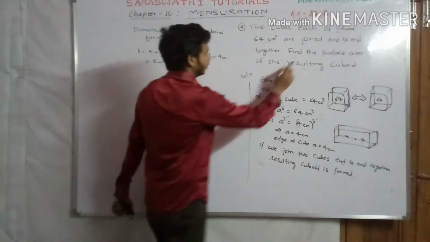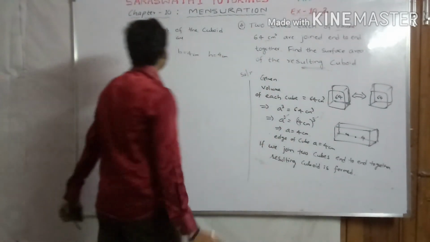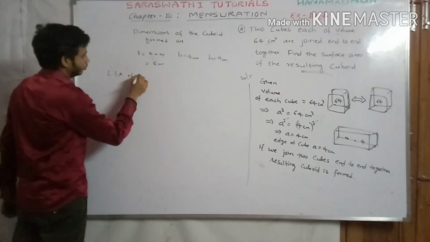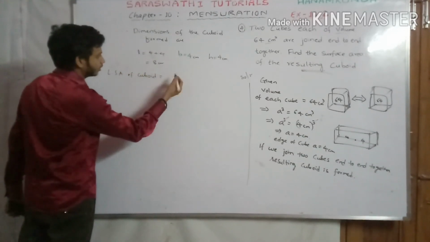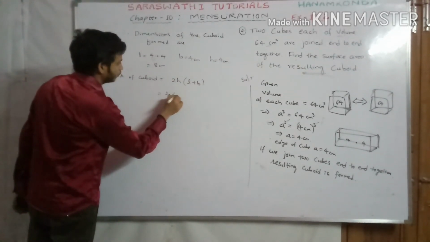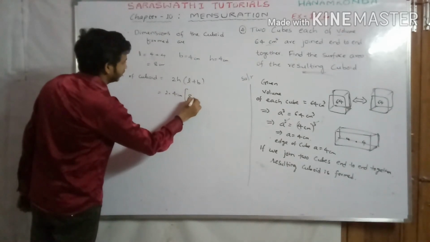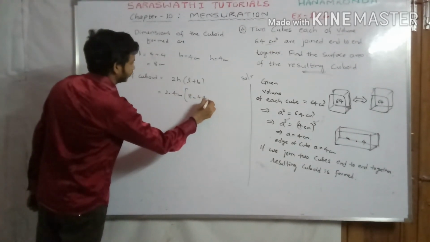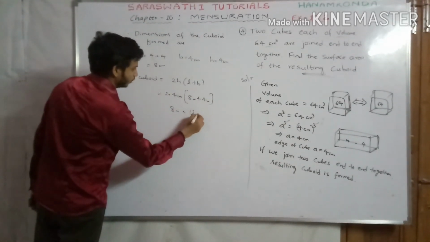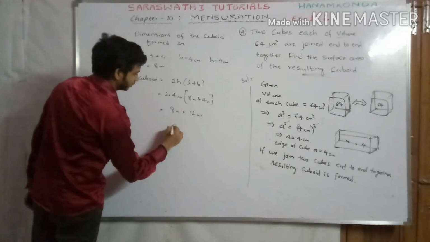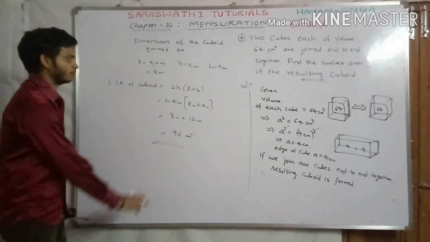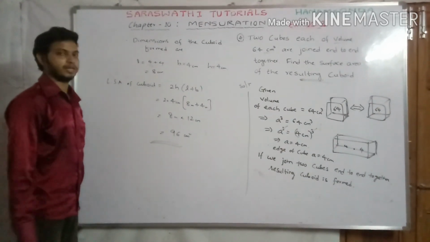So it is asked in the question to find the surface area of the resulting cuboid. So find the curved surface area. Okay. So lateral surface area of cuboid. So we know that lateral surface area of cuboid formed by 2h into L plus B. That means 2 into h value is 4 centimeters into L is 8 centimeters plus breadth is 4 centimeters. Okay. So 2 4s are 8 centimeters into 8 plus 4 is 12 centimeters. So 12 8s are 96 centimeters square. So lateral surface area of the resulting cuboid is 96 centimeters square. So this is the answer.